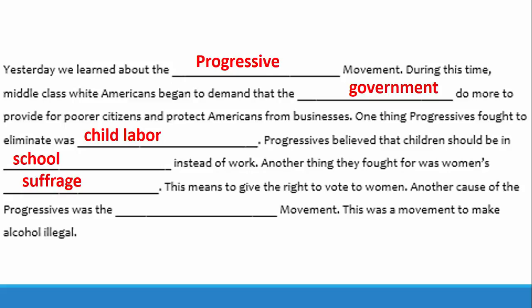Another cause of the progressives was the temperance movement. This was a movement to make alcohol illegal. So a couple of tough terms that you just have to memorize would be suffrage. To give suffrage to someone is to give them the right to vote. And temperance is the movement to end alcohol consumption.